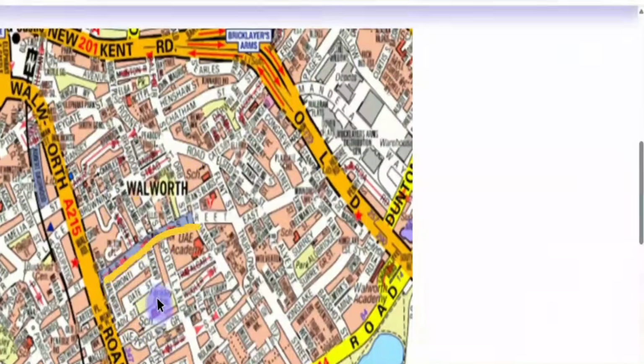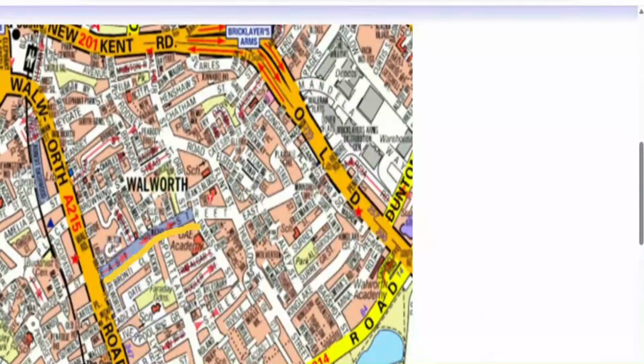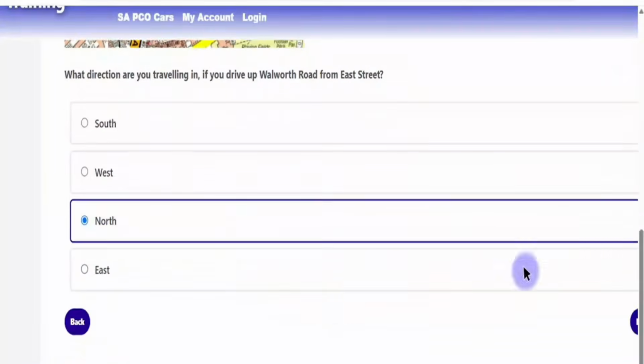So you need to drive up. We are driving up from here. What do you think, guys? Which direction are you going? It looks like north. So we are going towards north. The right answer will be north. North is the right option.